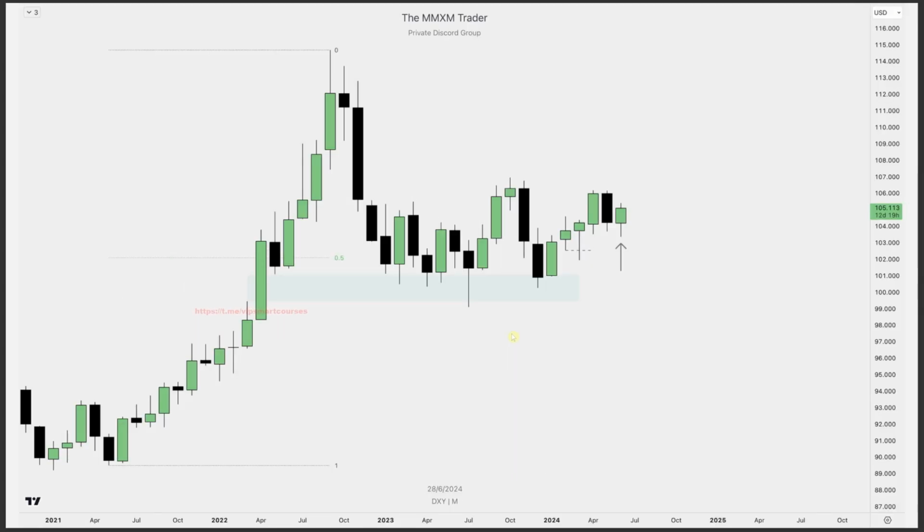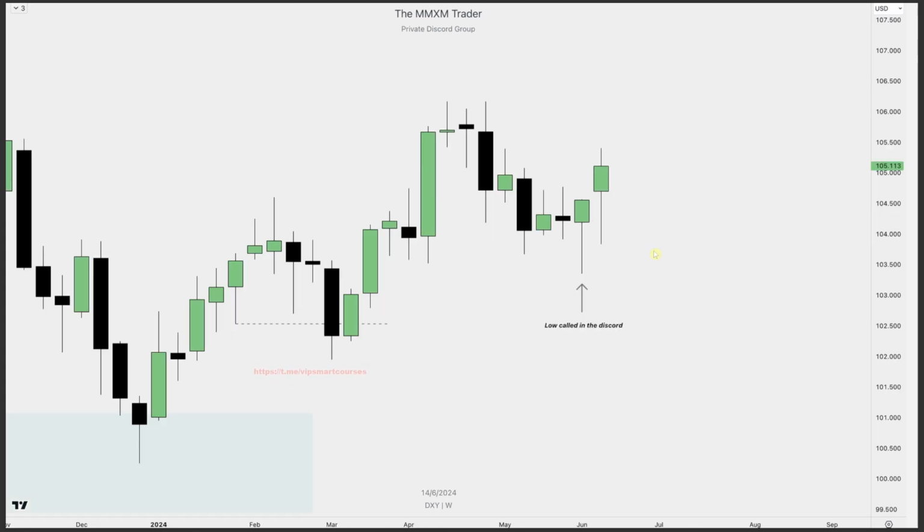So now that we have established our premium and discount level, we can see this fair value gap over here, this monthly fair value gap, and we can see price dips into it multiple times, but still respecting it with the bodies, and we can see it trades away from here after this swing low has been formed. Now we're going to be focusing on this candle, and this is actually the low of the week we've called in our Discord group. So we're going to be breaking down why this is the low.